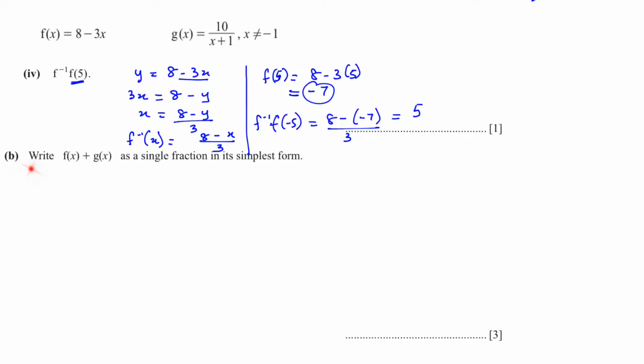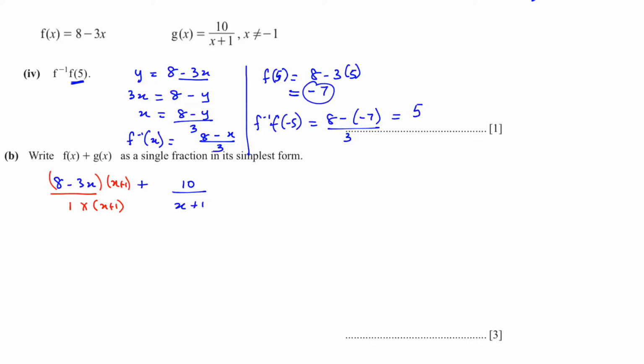Part B. Write f of x plus g of x as a single fraction in its simplest form. So we have 8 minus 3 over x plus 10 over x plus 1. To write it in a single form, you need to have a common denominator. So if there's nothing, there's a 1 here, right? So multiply by x plus 1 here and x plus 1 here.